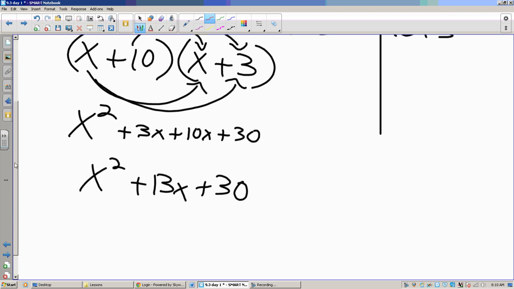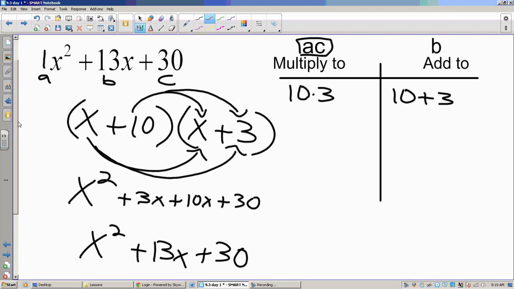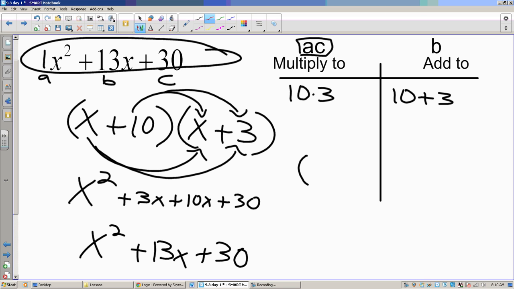And that's our original equation. That's what we started with. So we check our answer. The factored form of this trinomial is x plus 10 times x plus 3. That's your answer. This is just checking it down here.